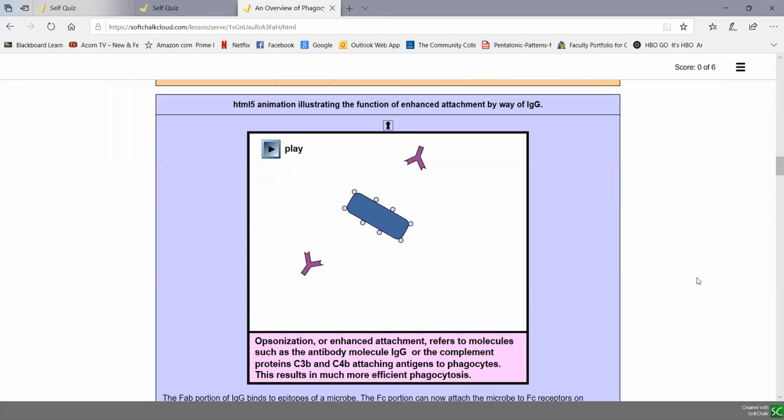So let's take a look at an enhanced attachment with IgG. Again, during adaptive immunity, our body will make antibody molecules, in this case immunoglobulin G, and the tips of the antibody, the amino acid sequences there, create a shape specific to fit a specific epitope of an antigen on the surface of the bacterium.